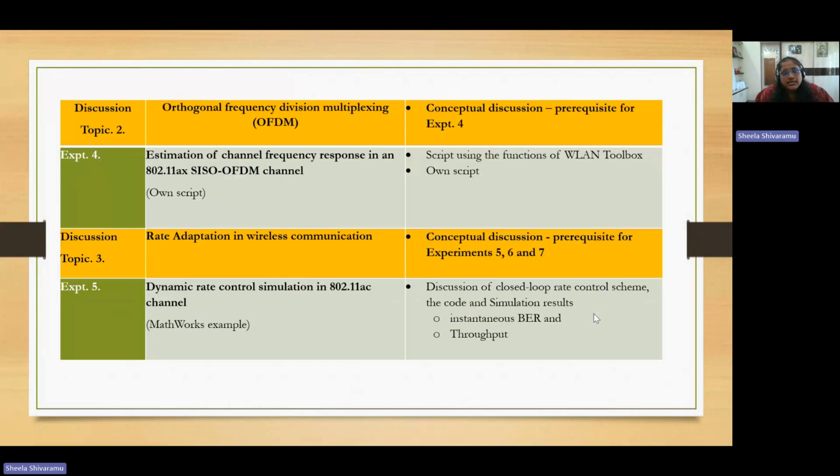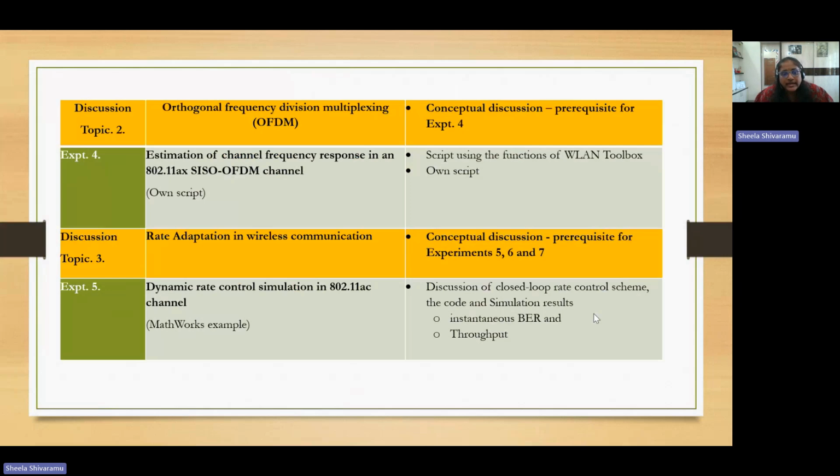Experiment 4 is on channel estimation in 11ax OFDM channel. So there is a prerequisite discussion topic on OFDM, orthogonal frequency division multiplexing. I suggest readers to go through the prerequisite discussion videos before a particular experiment. So in experiment 4, we do 2 or 3 different types of channel estimation and we compare the channel estimation in each of those types.